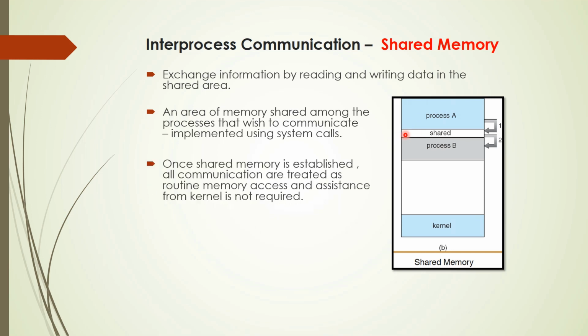Once shared memory is established, all communication is treated as routine memory access and assistance from the kernel is not required. So once the shared memory is available, process A and process B can do the communication like a normal memory access, and the kernel is not required. That is why shared memory is faster compared to message passing.